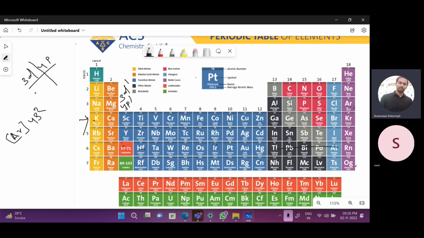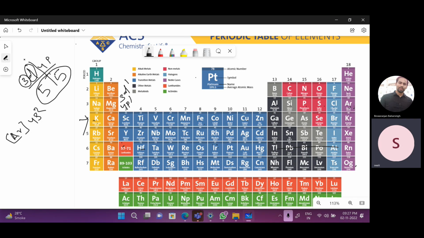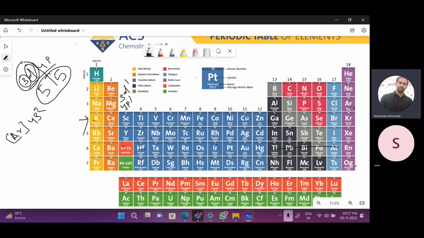What is the n plus l value of 3d? This is n, 3. This is d, 2. This is 5. And what is the n plus l value of 4p? 5. 4p, 5. Here comes another rule. If the n plus l value is the same for 2 orbitals, then we always go through the n value. The one having the lower n value, the electron will go there. So here the electron goes to 3d1.